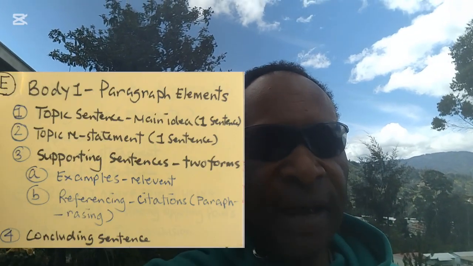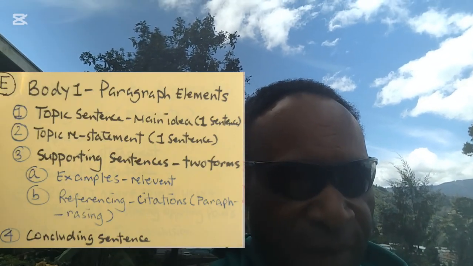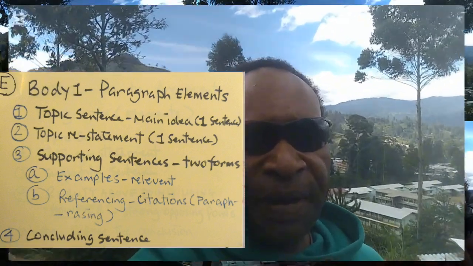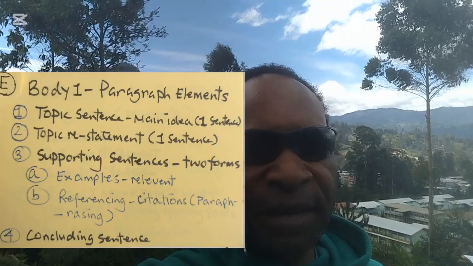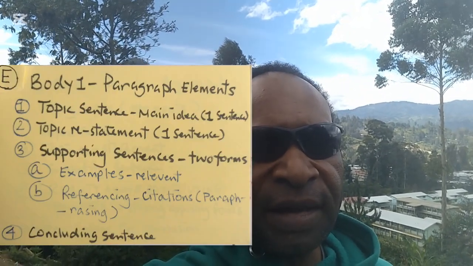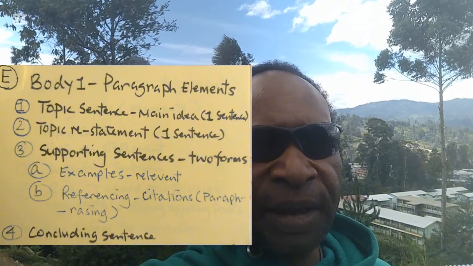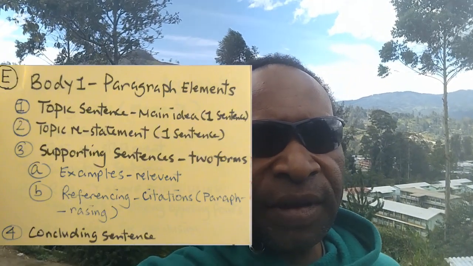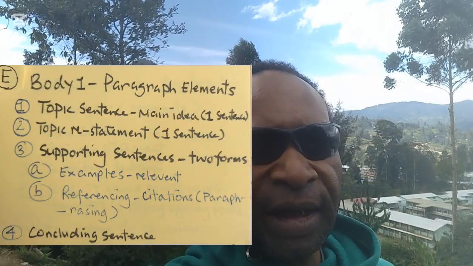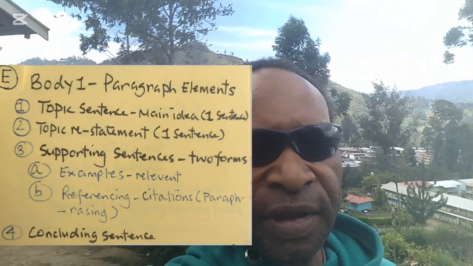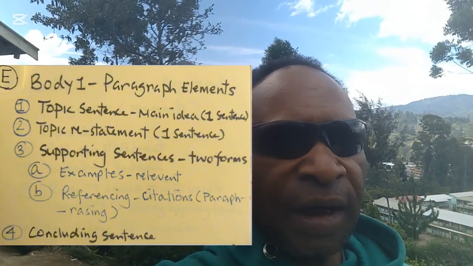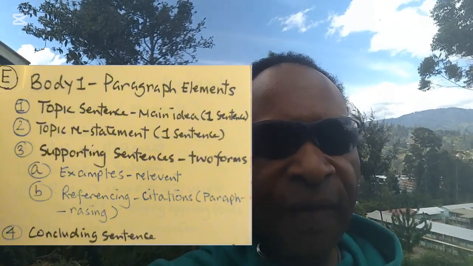Those are the elements that you are going to write in a paragraph. Okay, I will repeat. In a paragraph, there are 4 elements. The first element is called topic sentence, and then the second sentence that you are going to write is called restatement, and then third, write your supporting sentences. Support in 2 ways. One is called giving examples, and the other one is you support your topic sentence by way of giving references. Okay, that's body 1, writing paragraphs.